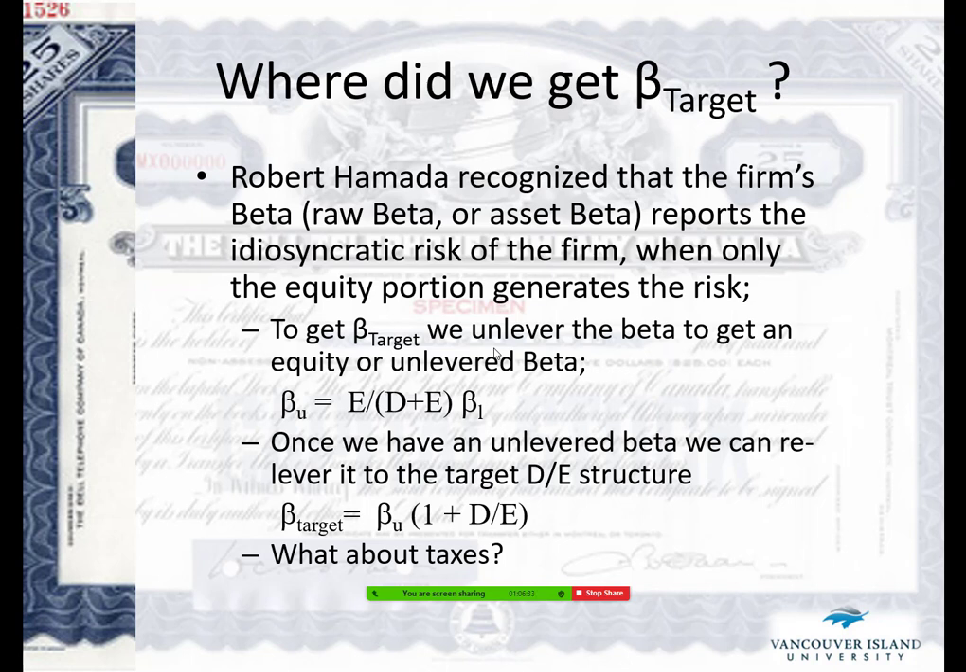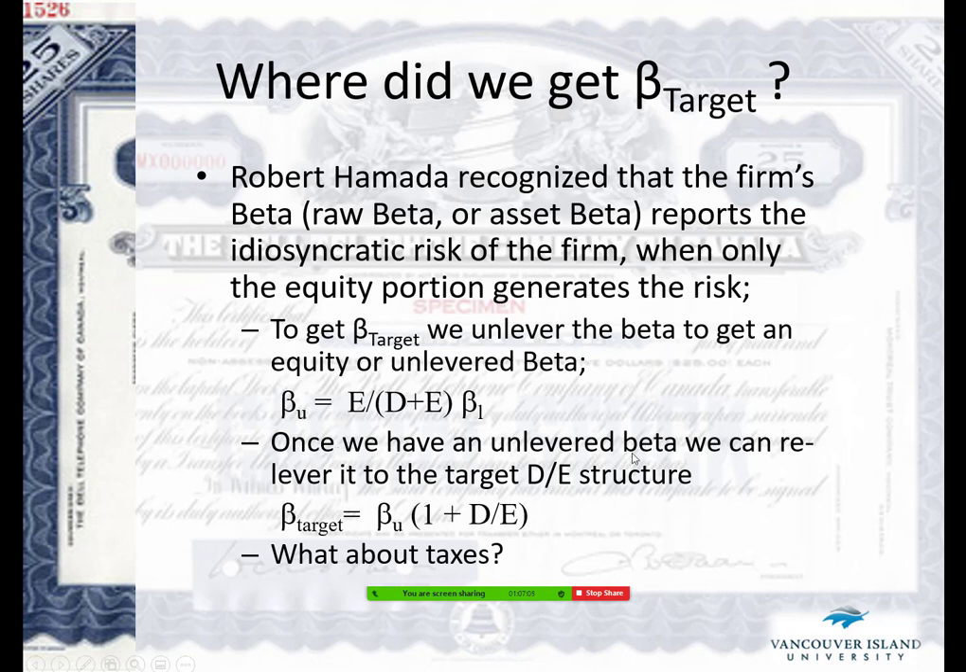The calculation before we account for tax is just to take the published beta, the one that we got for the company, and take the equity over the debt plus equity ratio and multiply that by it. So to get the unleveraged beta, we take the published beta, we multiply it by the leverage factor, and that will give us the unleveraged or the equity beta.